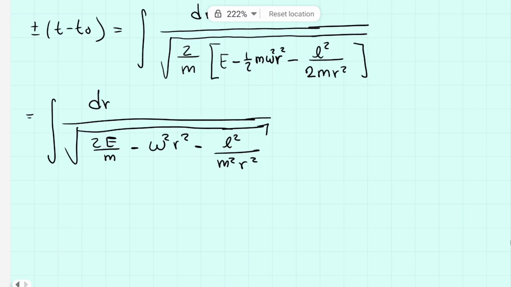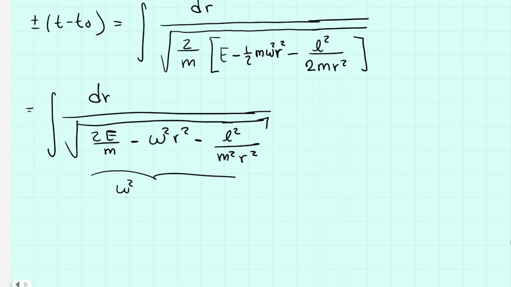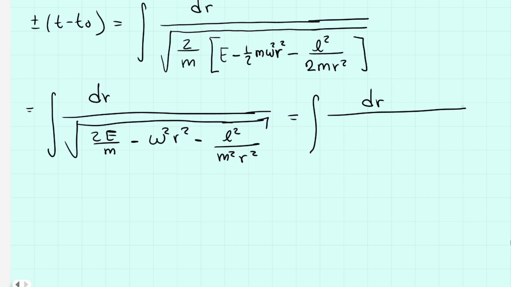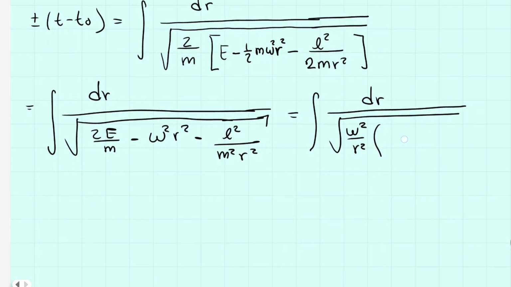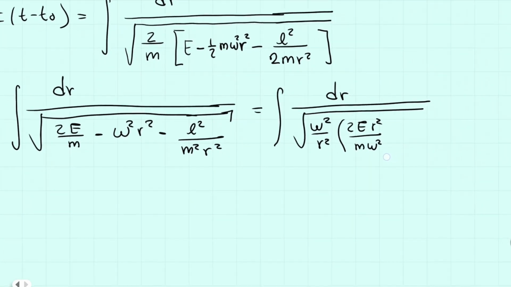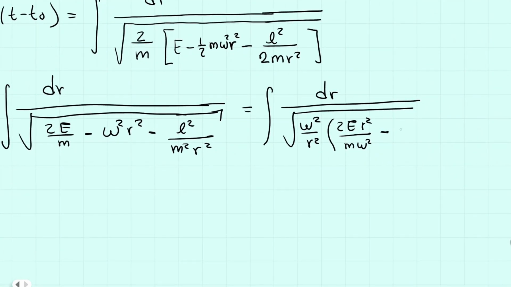The next step, we are going to take a common factor in this expression. It will be omega squared over r squared. Okay, we are going to factor that expression. And this is the integral of dr over the square root of omega squared over r squared times 2E r squared over m omega squared, then minus, it would be r to the fourth power minus L squared over m squared omega squared.